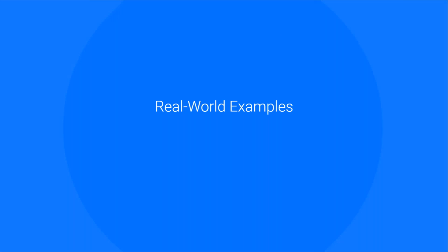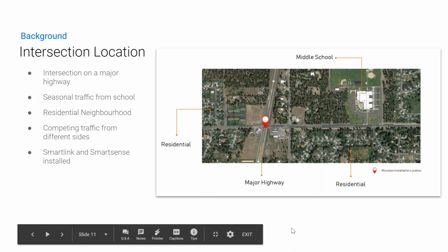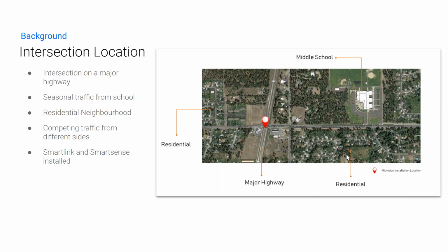So here we'll go through some brand new examples around how the data can be used to really analyze and improve the performance of the intersections. So this intersection, this is an installation that we had. It's within a residential neighborhood. There's a major highway that crosses through the intersection. There's residential neighborhoods both on the east and west side of this intersection. There's a middle school with school traffic, the seasonal traffic from the schools as well.